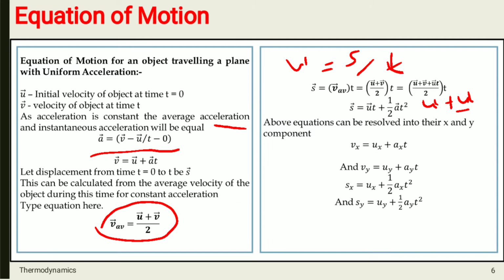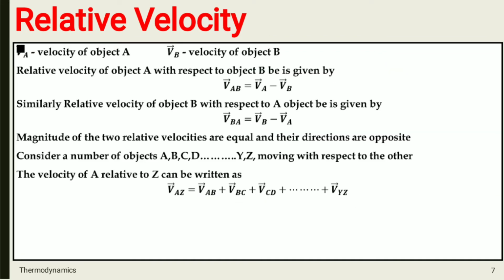So the next point which we are going to discuss is relative velocity. You can consider the velocity of A with respect to B or the velocity of B with respect to A. For example, if two vehicles or two cars are coming towards each other, we can consider the velocity of one car with respect to the other, or the velocity of the second car with respect to the other. In such a way we can calculate relative velocity.